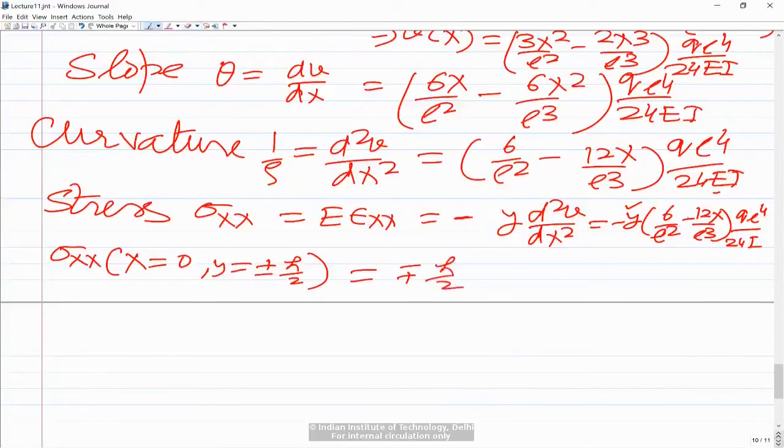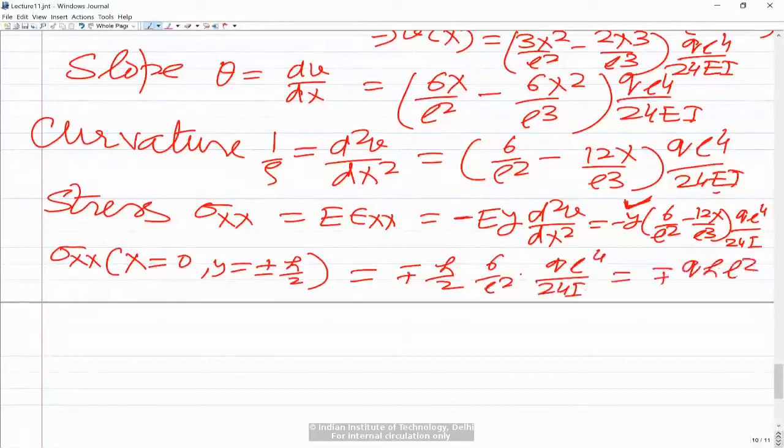I'm sorry, here E is there, here it is not there. I'm sorry for that wrong deletion. So here you're putting in this expression y equal to plus or minus h by 2, so you get minus a plus h by 2, and then you're putting capital X equal to 0, so you will have into 6 by l square, and then q l power 4 upon 24 I. If you simplify this, finally you get minus plus q h l square upon 8I.